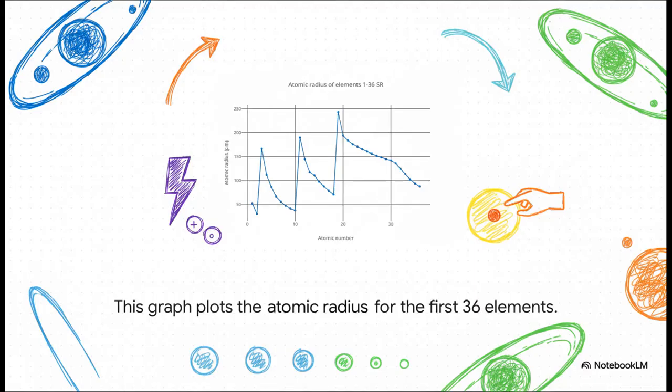And wow, when you actually plot it out, you get this amazing pattern. It's not a straight line at all. Instead, you see this beautiful repeating rhythm of peaks and valleys. It's almost like a chemical heartbeat, just rising and falling with perfect timing.